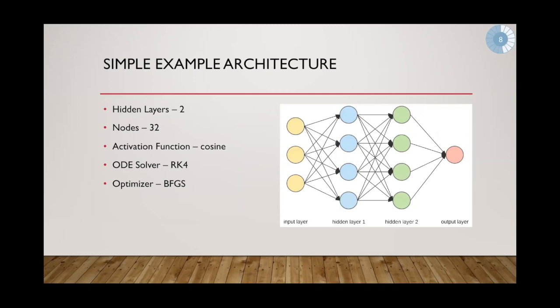And this neural network architecture that we've used, one of the examples that we've used, is a simple neural network with 2 hidden layers, 32 nodes in each layer, and the activation function that we've chosen is the cosine function. We optimize it using the BFGS algorithm and use the RK4 ODE solver to integrate the problem.